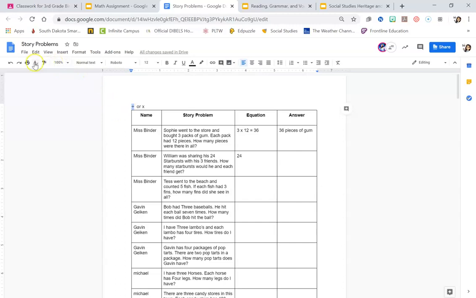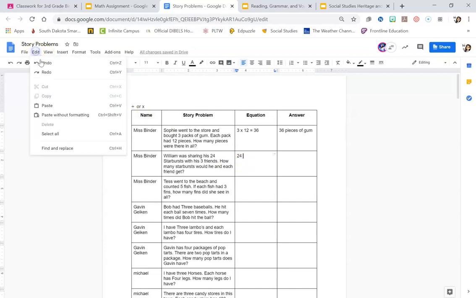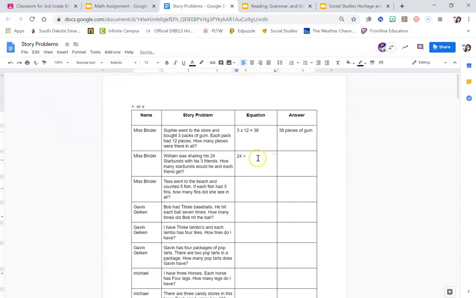Okay? So click on it, and then you can go to Edit, Copy, and then you can click where you want it and go Edit, Paste. And there's my division symbol. So 24 pieces, and he's dividing it by him and his 3 friends. So that's actually going to be 4 people.